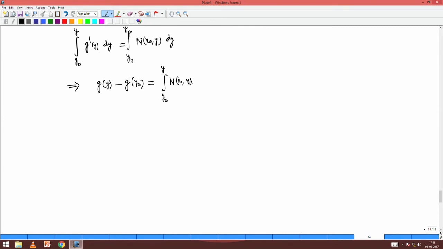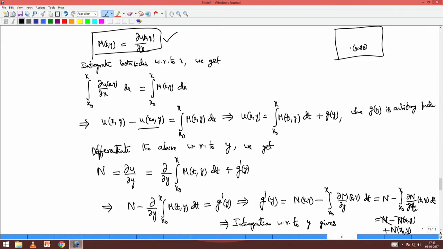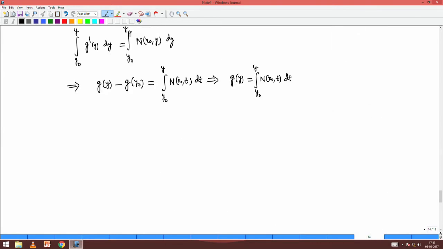So, this I can replace with some dummy variable t, dt. This will give me exactly what my form of g(y) is. So, g(y) is the integral from y naught to y of N(x naught, t) dt plus g of y naught. So, I am actually solving this equation where g is unknown. Now, g at y naught is an arbitrary constant. You can write it as an arbitrary constant or write it as it is.